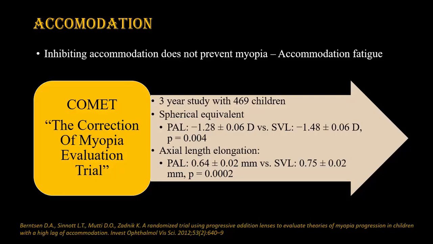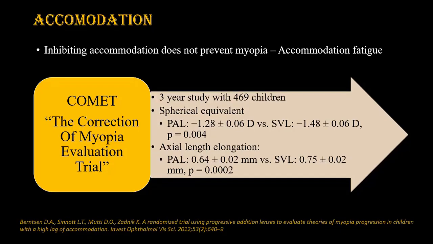According to the COMET study, it is a 3-year study with 469 children. It was a randomized unmasked control study. Children were divided into 2 groups, with progressive addition lenses and single vision lenses. Spherical equivalent was less in progressive addition lenses when compared to single vision lenses, and axial length elongation was also less when compared to single vision lenses. Both were statistically significant, but this was done only in a very small number of children. So further, many studies are required to confirm this hypothesis.